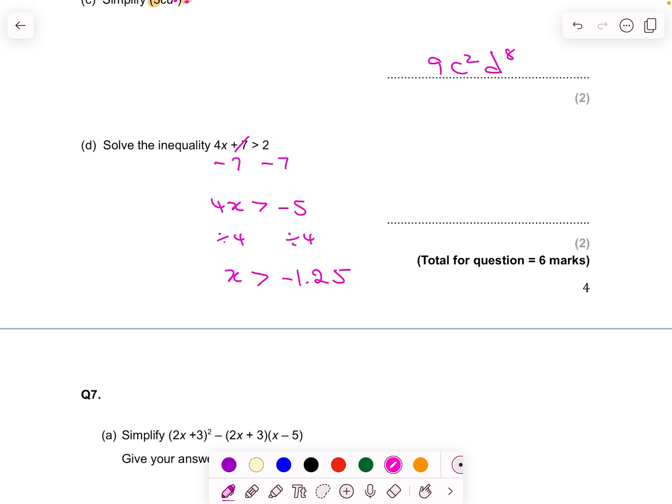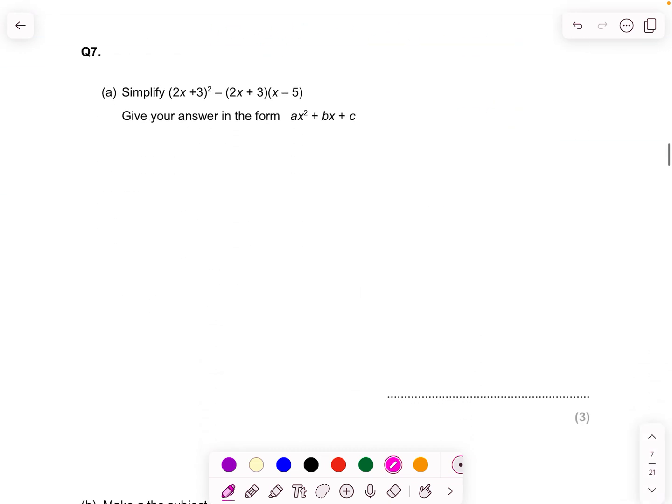Or you could leave it as minus 5 quarters if you want. Either way, they will accept both. So I'll just put or x is greater than minus 5 quarters or minus 1 1/4. So that's fine. Okay, number 7 here.